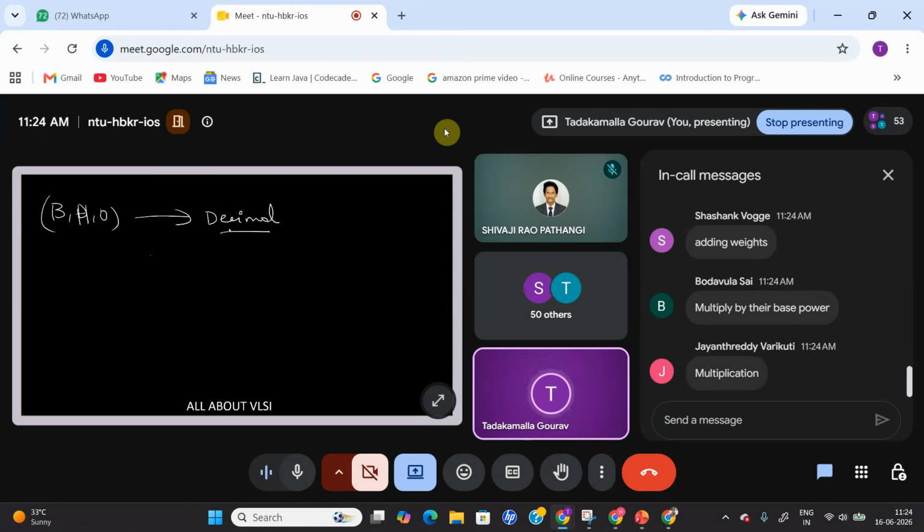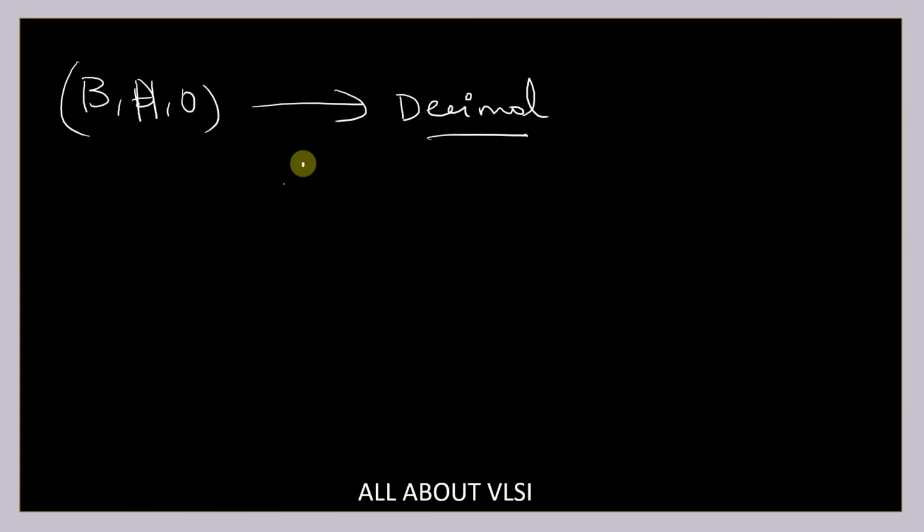Okay, that's the reason I'm asking. Sometimes we get confused whether to divide or to take the weights and add. So that is the reason I'm asking over here. Okay. So we need to basically add the weights.